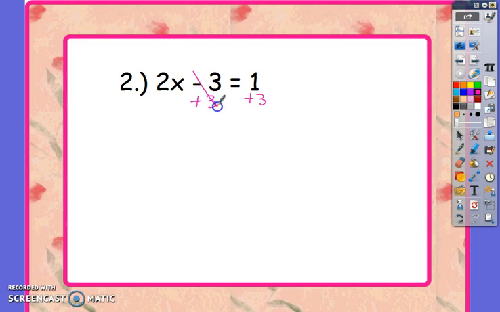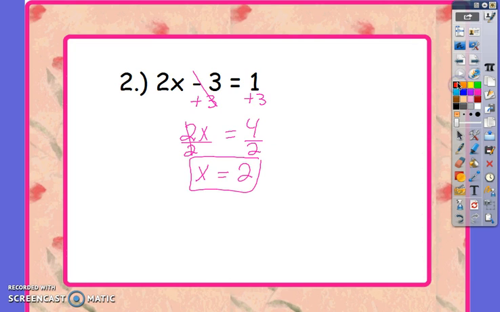So minus 3 plus 3 will cancel. We'll be left with 2x on the left side, and 1 plus 3 is 4. Our next step is going to be to undo the multiplication that we see. The 2 and the variable are being multiplied, excuse me. So to undo the multiplication, we are going to divide both sides by 2. 2 divided by 2 is 1, so we end up with x, and 4 divided by 2 is 2. So our answer equals x equals 2.